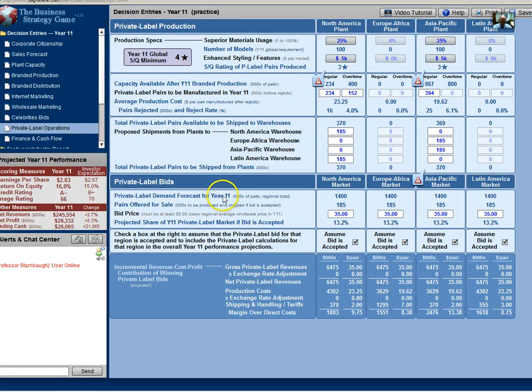Next is private label. Private label, like I say, is like producing shoes for Walmart or something like that. A couple of things. This is the global minimum that you should bid for the star quality. So it's saying here my current quality rating is 3 stars, so my bid wouldn't be accepted. I need to raise it to 4 stars, and now that little caution light goes away. So I do superior materials, styling features, and then it gets into how many am I going to offer and where am I going to ship them from.